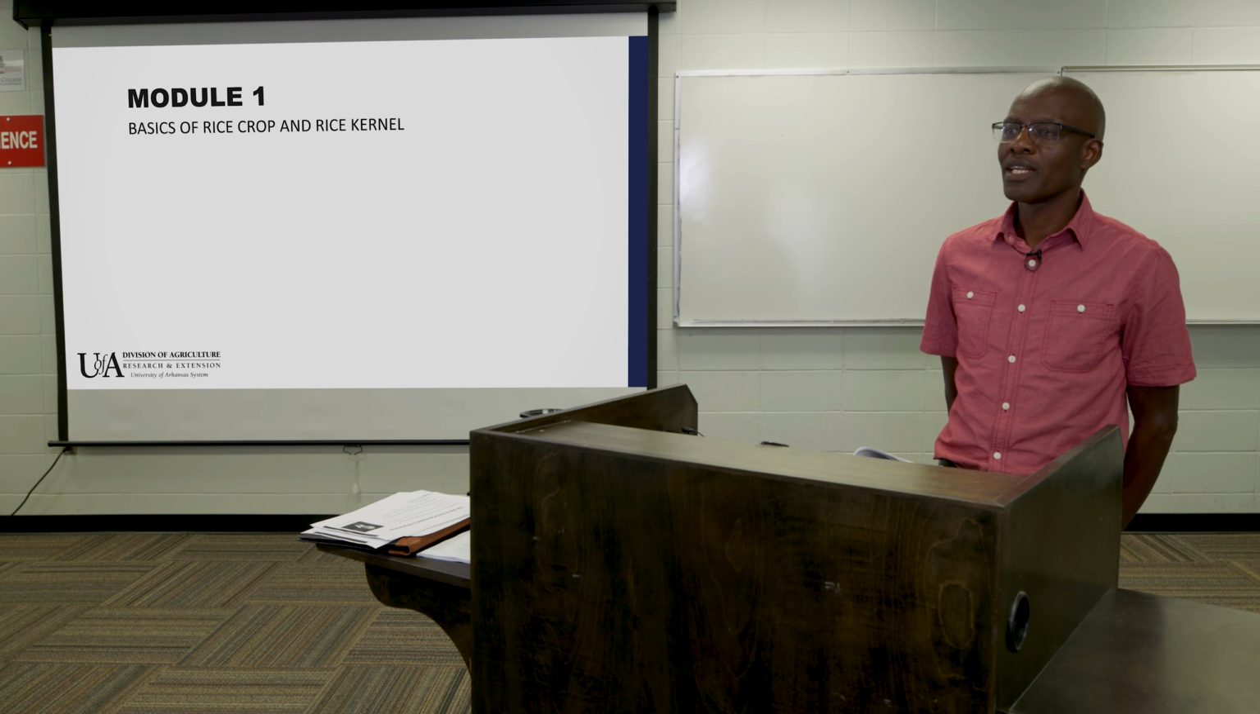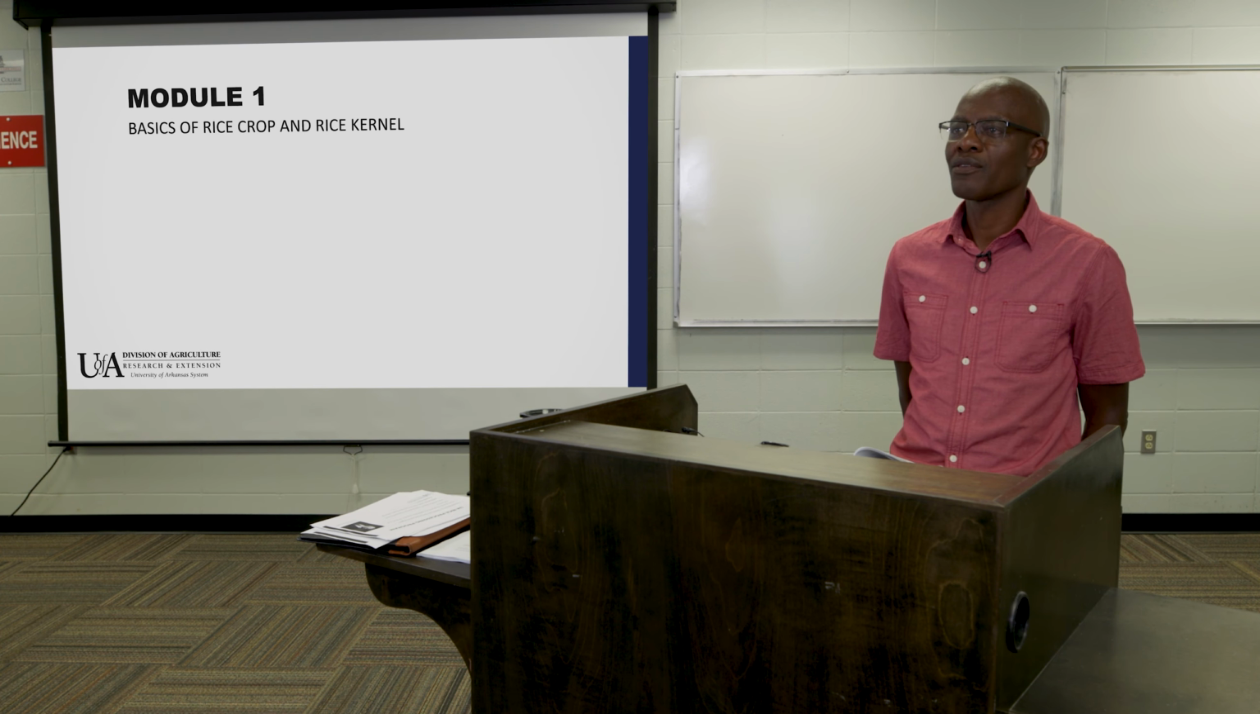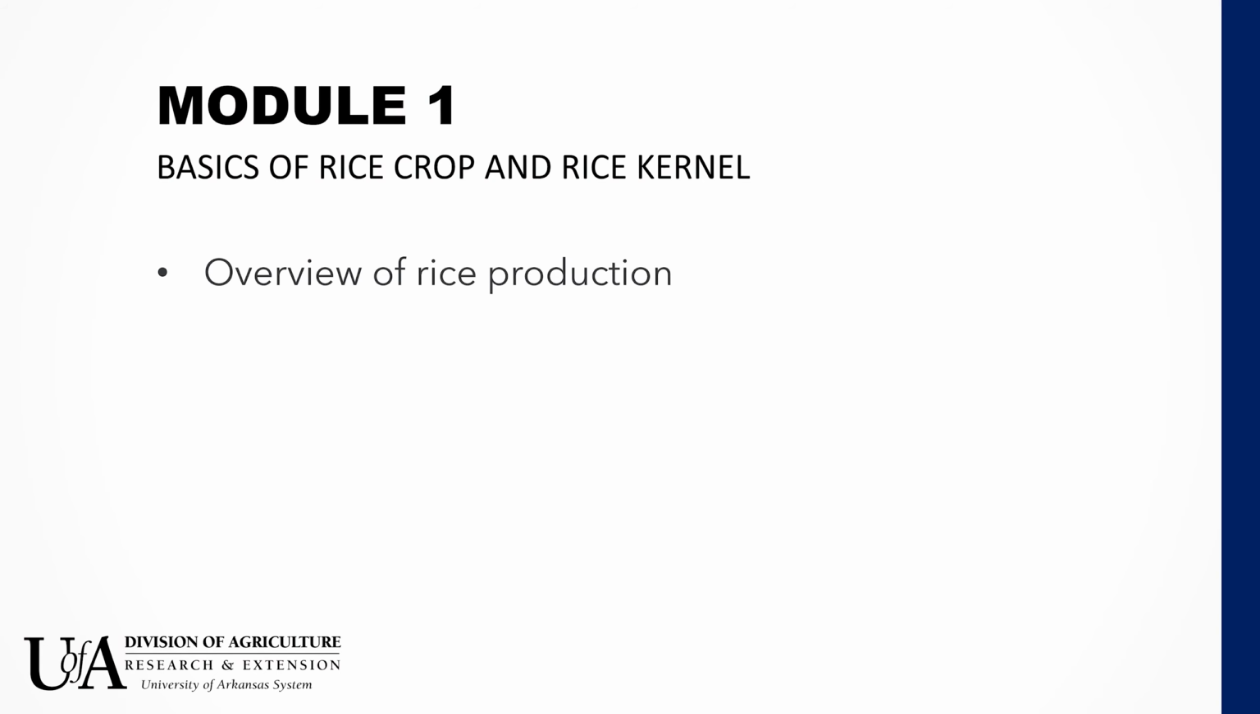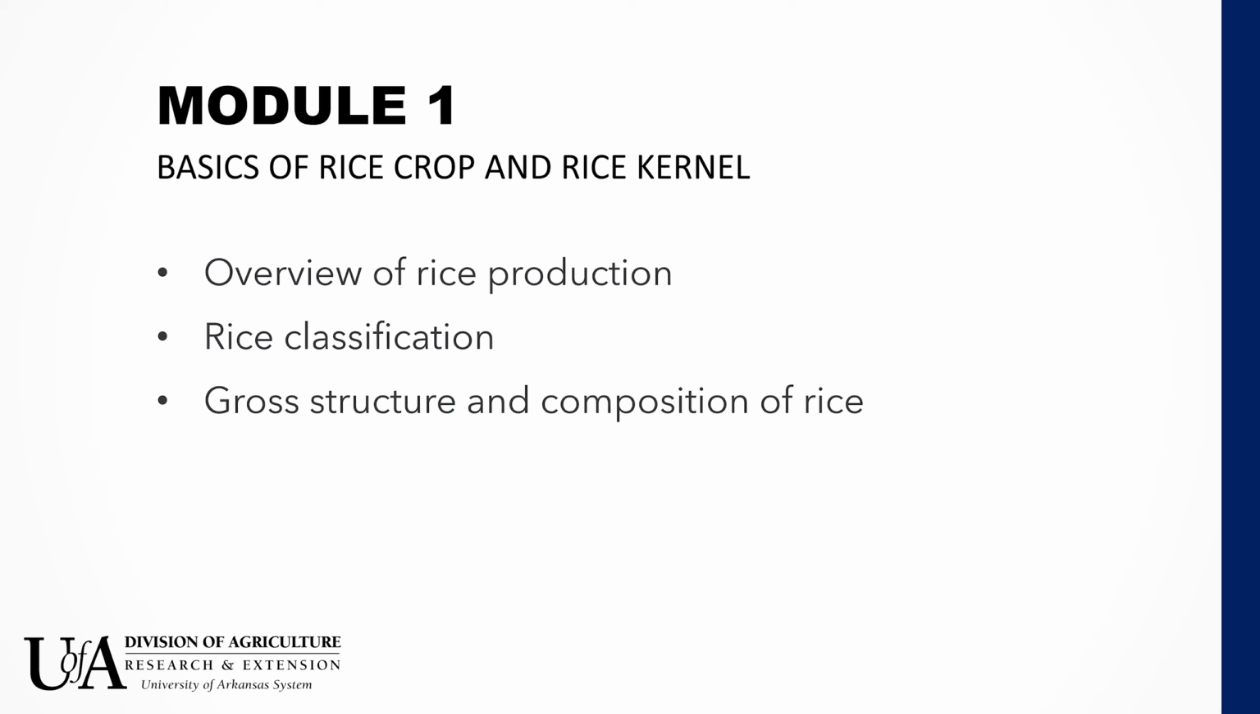In this module 1, I want to give you an outline of some of the things that we are going to cover. First, we are going to look at the basics of rice crop and rice kernel. I'll give an overview of rice production, and then I'll talk to you about rice classification. We'll discuss some of the growth structure and composition of rice, and then we'll look at rice chemical compositions.